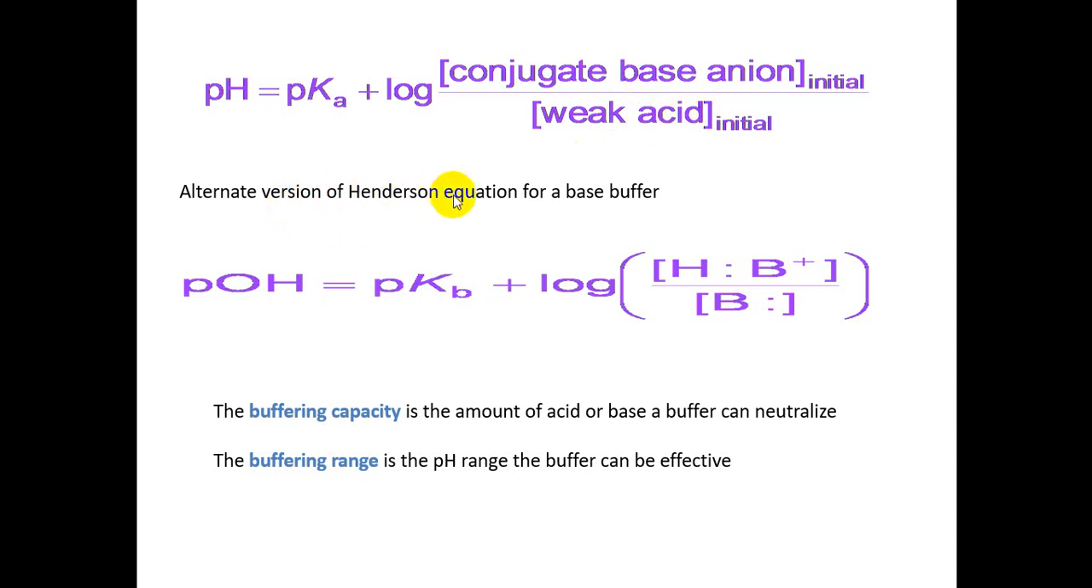An alternate version of the Henderson-Hasselbalch equation for a base buffer is this: instead of pH and pKa, which are for acids, we use pOH for the base. The base also has its dissociation constant, Kb, plus log of salt over base. This one is a salt, for example NaCl over NaOH or over OH.